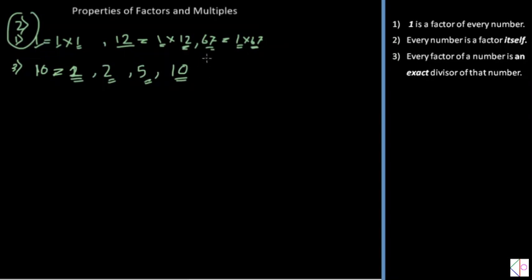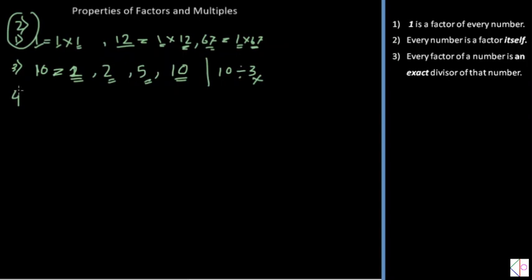Suppose we want to divide 10 by 3, so what will happen? Is it an exact divisor of 10? No, because we will get a decimal value if we divide 10 by 3. So that is not an exact divisor. So 3 is not a factor of 10.